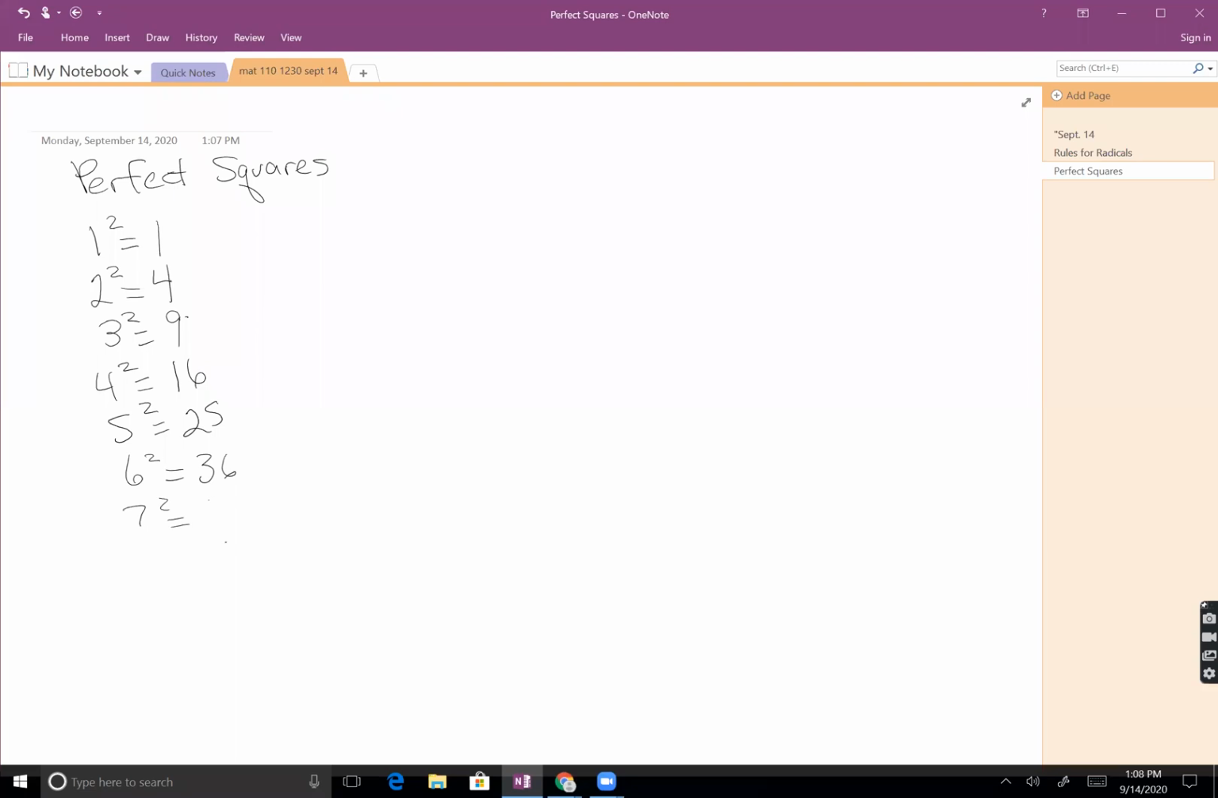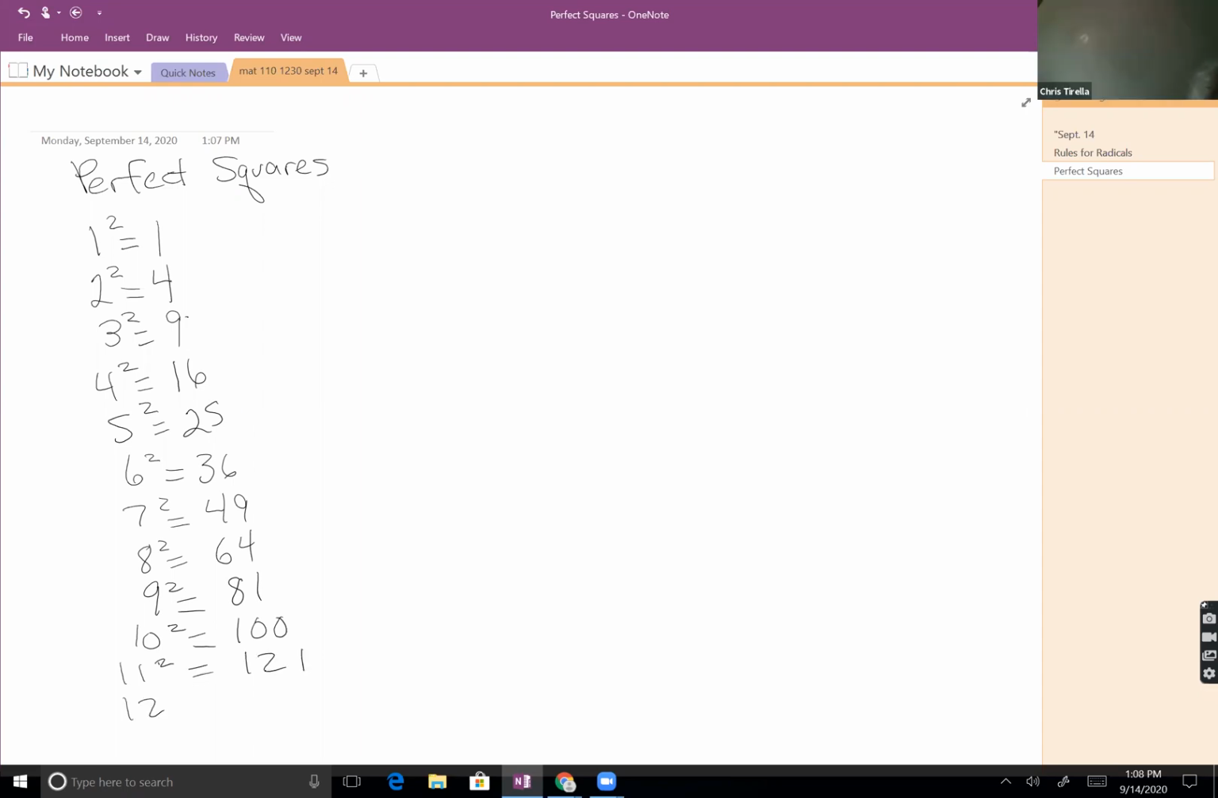49, 8 squared, 64, 9 squared, 81, 10 squared, 100, 11 squared, 121, 12 squared, 144. And usually I try to go higher, but usually I'm working on a document camera and not a Surface. I think we can fit one more in here. Anybody know 13 squared? 169.